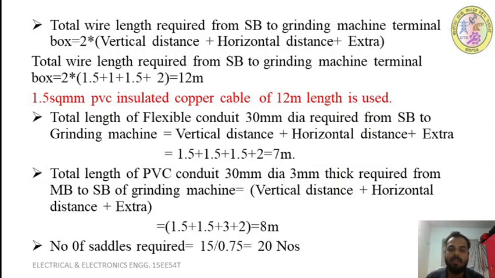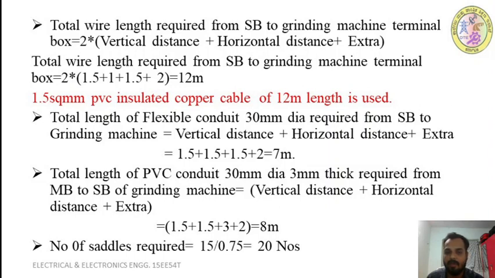So next, what is the total length of PVC conduit, that is rigid PVC of 30 mm dia and 3 mm thickness, required from your main board to the switchboard, or starter board, of the grinding machine? That is equal to vertical distance plus horizontal distance plus extra. What is the vertical distance you require? One vertical rise is required at the side of the main board, so that is 1.5 meter, and one vertical drop is required at the side of the switchboard of the grinding machine, so that is 1.5 meter drop we have taken. So next, what is the horizontal run?